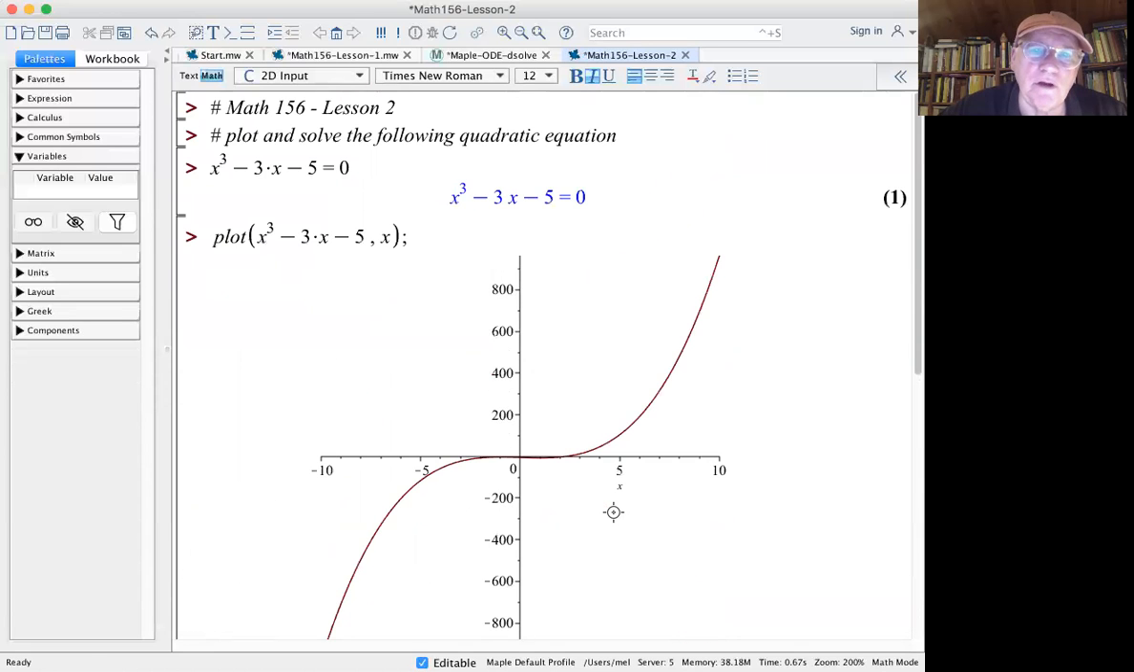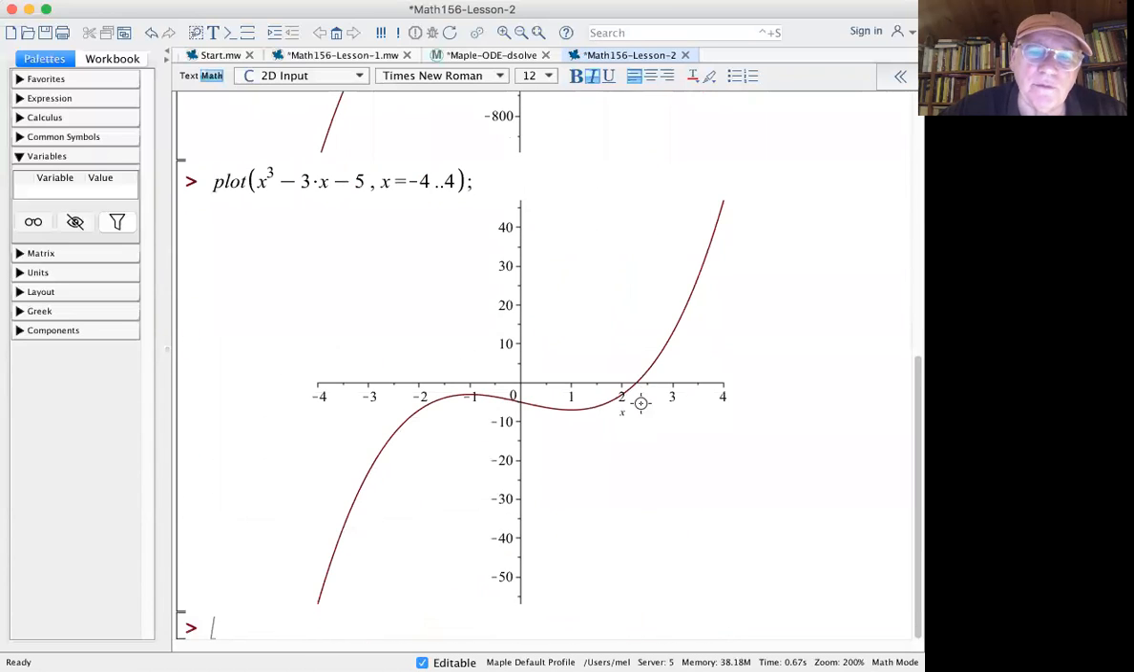Now, if we want to solve the equation x cubed minus 3x minus 5 equals 0, that means we want to find the point where the graph crosses the x-axis. At this point, y is equal to 0. x cubed minus 3x minus 5 equals 0. So we can find the solution graphically. It's always a very good thing to do, by blowing up the curve right around this point.